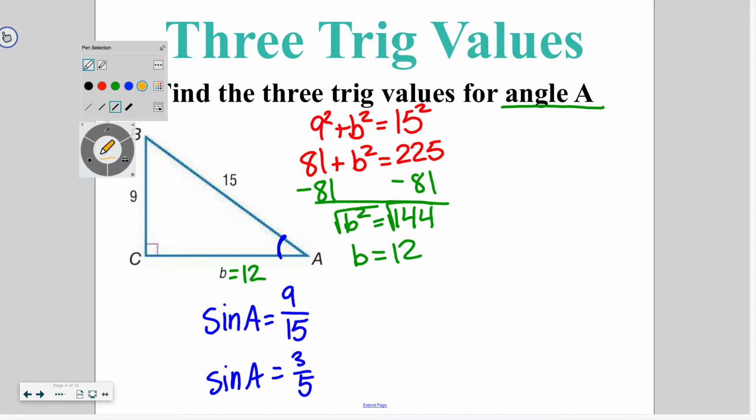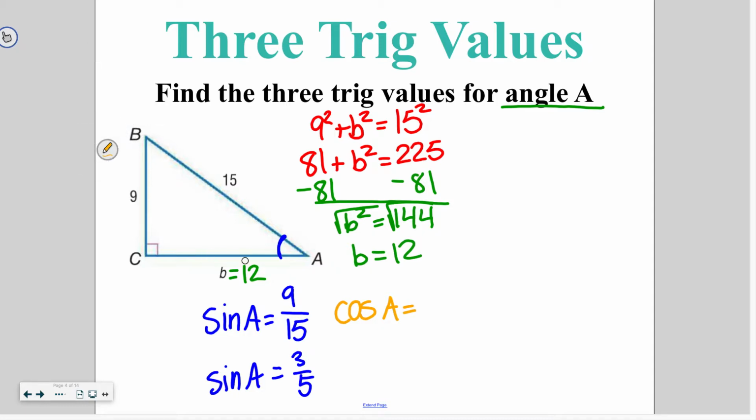Next one I'm going to look at is the cosine of A. So that's the adjacent, the side that's touching A, and the hypotenuse. In this case, it's going to be 12 over 15. Again, those can be reduced by dividing by 3. So I'm going to end up with 4 over 5.